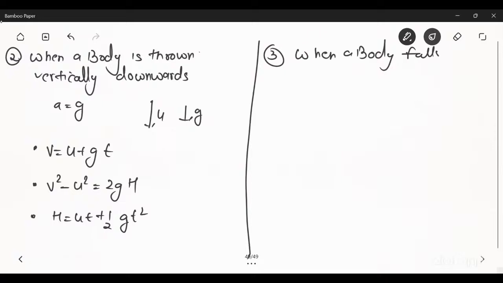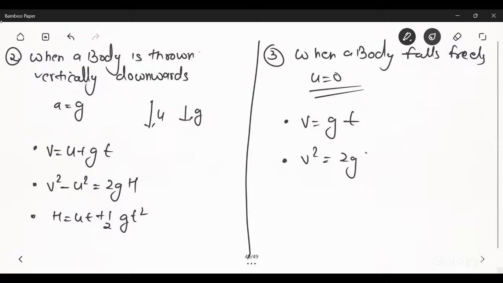If a body falls freely, what does it mean? That it does not require any initial velocity. So u is equal to 0 in that case. The first equation of motion will become v is equal to gt. The second equation will become v square is equal to 2gh, or you can say that v is equal to under root of 2gh. And the third equation, h is equal to half gt square, will be the equation of motion when a body falls freely.